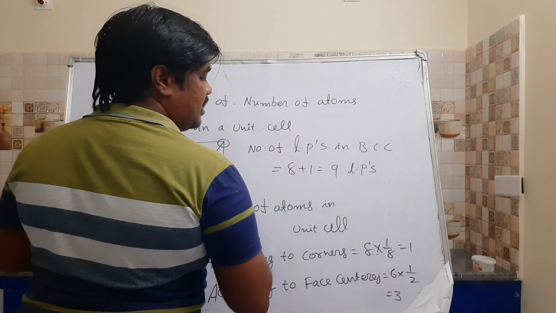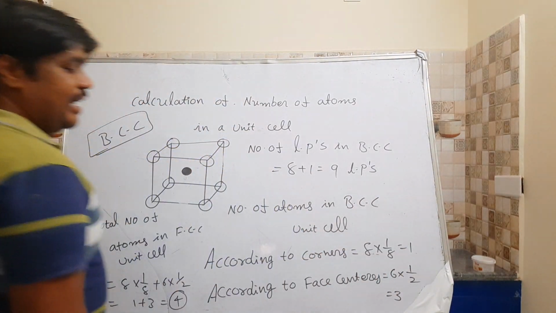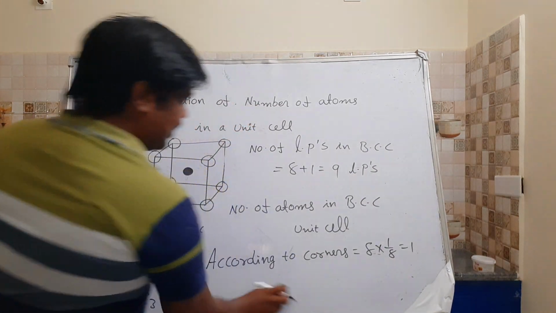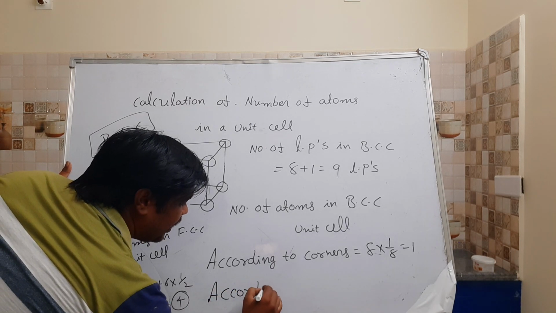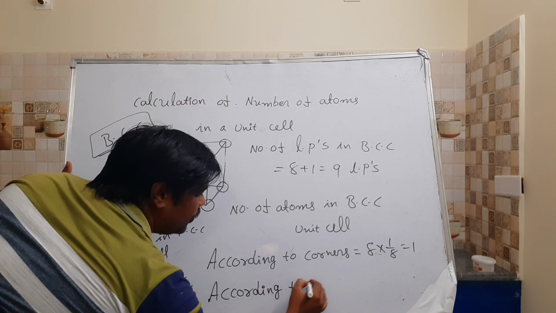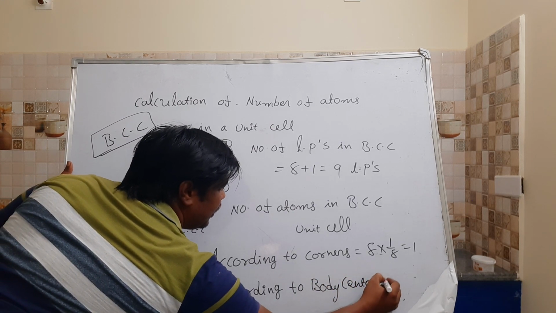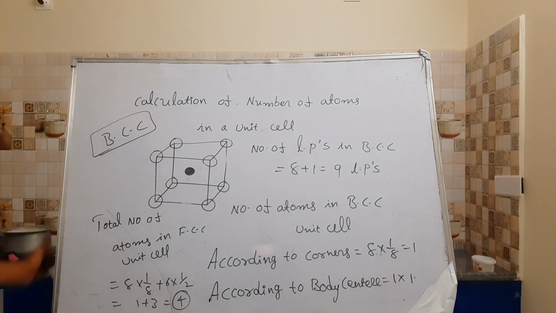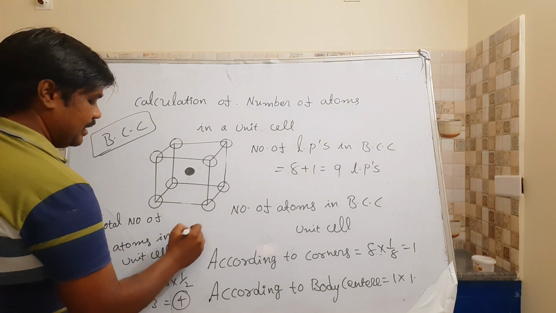Number of atoms in BCC, students. According to corners, it is the same, 8 into 1 by 8. No face centers in BCC. According to body center, 1 body center is there, its contribution is 1. So this is the contribution of the body center in BCC.